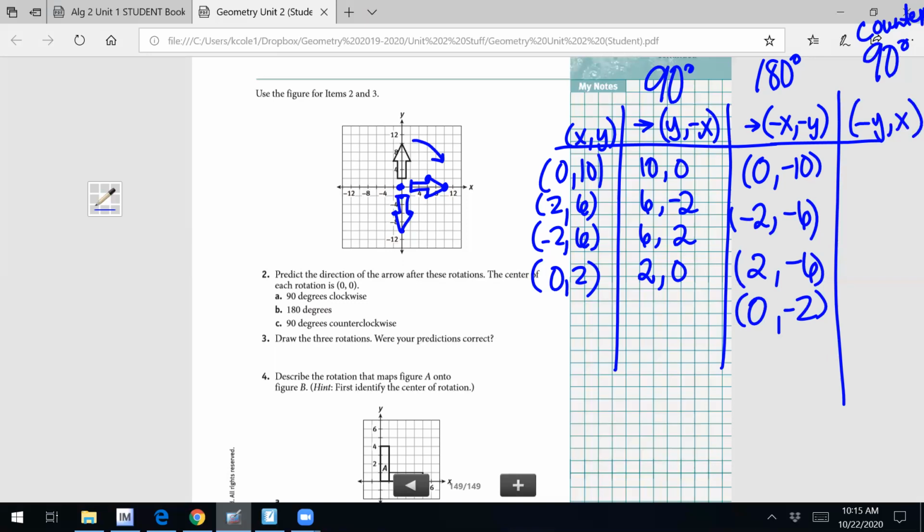So I'm swapping my y's. My y's are going to come first. So I've got -10, -6, -6, -2. I put my y's first, and I made them negative. And then my x's, I just write them down: 2, 0, 2, -2, 0. And then we graph them out: -10, 0, -6, 2, -6, -2, and -2, 0.